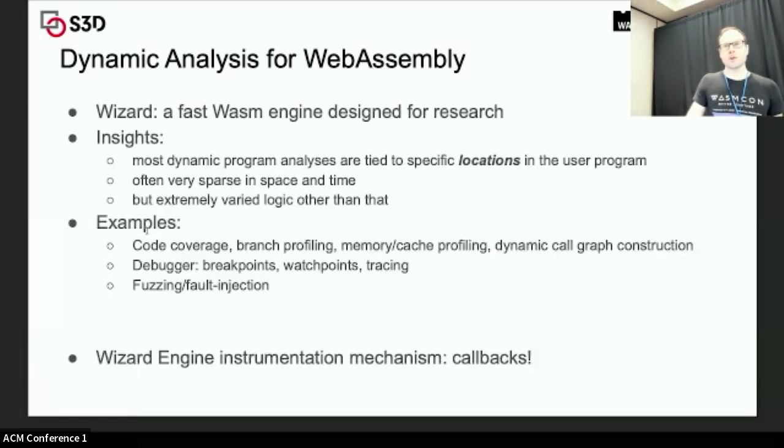They're often very sparse in time and space. But other than that, they're extremely varied in logic. And so we need a programmable mechanism here. I give a few examples here: code coverage, branch profiling, memory profiling, dynamic call graph construction. On the debugging side, watchpoints, breakpoints, tracing, and so on. And the idea is that we're going to use one mechanism to do all of these, which is basically callbacks.